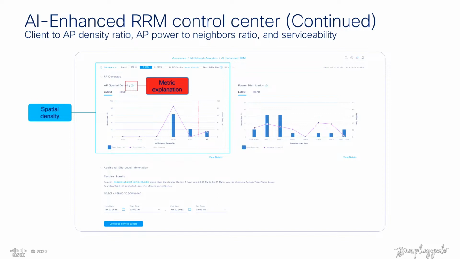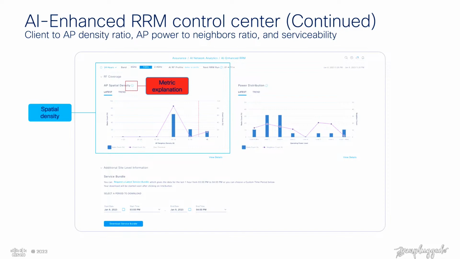So if you see that purple line over there on the end, and you see a bunch of clients in an area where we don't have a lot of APs, that would tell you maybe I need to make some changes. But we can coordinate that. And that's how we understand the density of your overall network. And then on the right-hand side, we've got the power distribution.